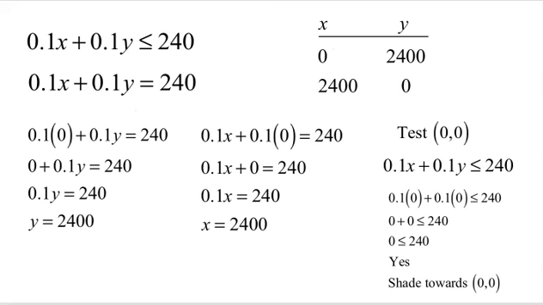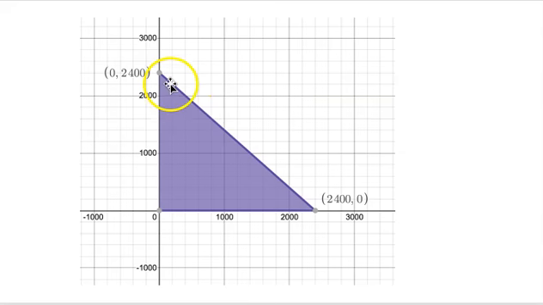So what is that graph going to look like? Like this. Here's 0, 2400. Here's 2400, 0. We are shading towards 0, 0, shading this way in the first quadrant, and we get this nice triangle. So that's our first constraint equation. Let's take a look at our second one. The process is identical. So here's our second constraint for machine group 2.